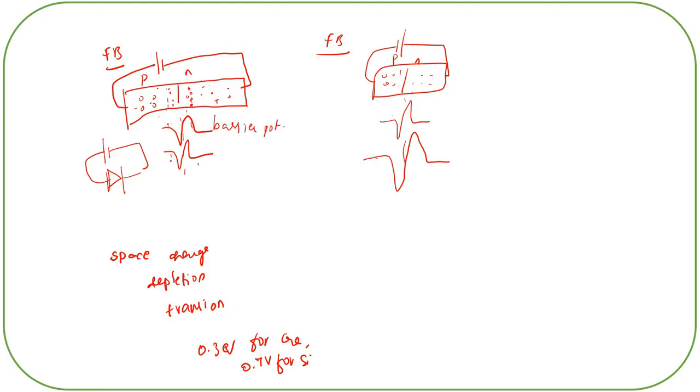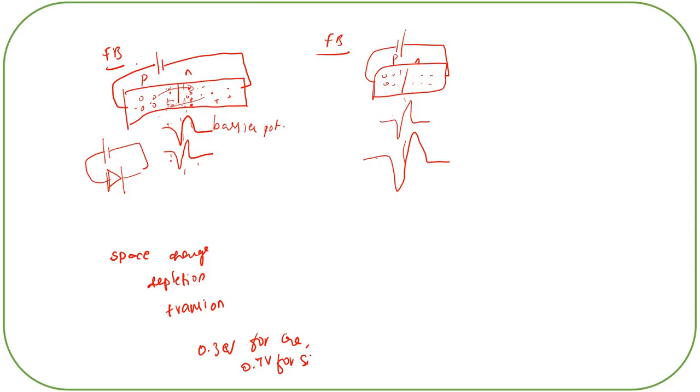As we increase the forward bias, the holes on the P side are repelled by the positive of the battery and go towards the N side. Electrons are repelled by the negative of the battery and go towards the P side, and some recombination happens here. So the depletion region reduces in the PN diode in forward bias, and the barrier potential is like this.